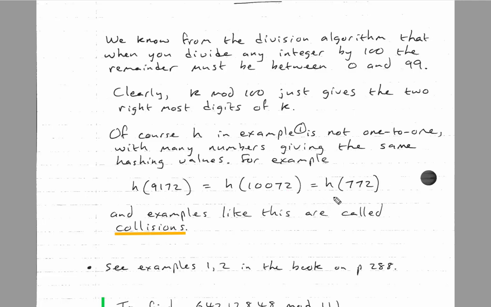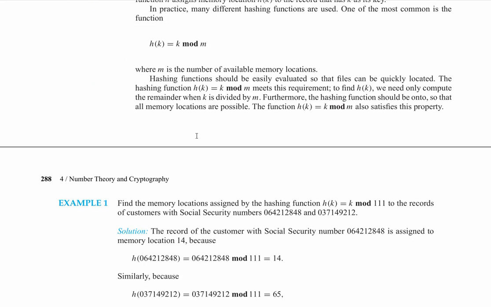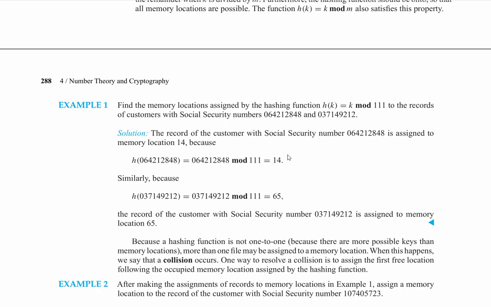Alright, so this h is an example of a function that's onto if the codomain is 0 to 99, but it's not one-to-one. Okay, in the book, there are some similar examples. So using hashing functions to send social security numbers to memory locations. That could be an application.